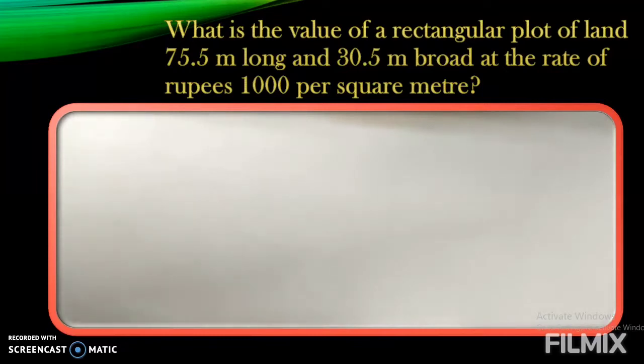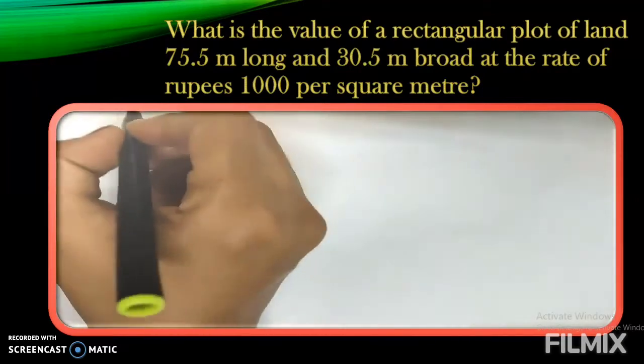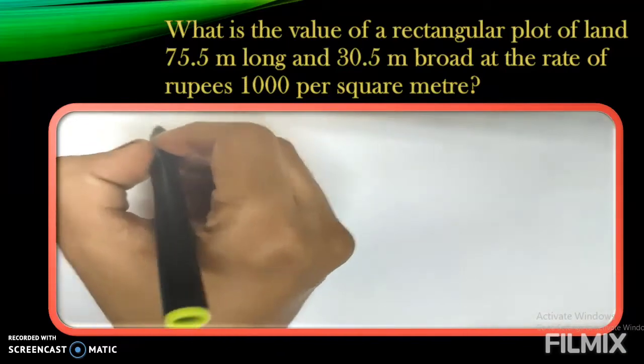Square meter is unit of what? Square meter is unit of area. So from this word square meter we come to know that in this question first we will find out area, then that area's answer we will multiply its cost. Clear? So first we will write the statements. What statement we will write? Length of rectangular plot.